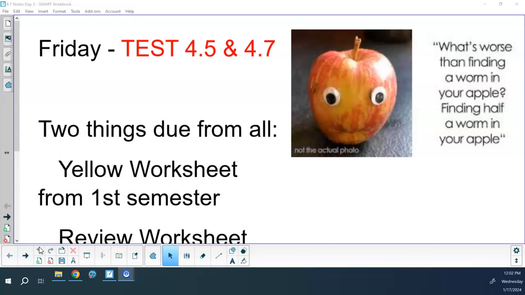You will have two things due from everyone this week Friday. The first thing is this wonderful yellow worksheet that all of your teachers in the first semester told you not to get rid of because it's going to be due second semester. That one's going to be due on Friday. You will also get, at the end of class today, the 4-5, 4-7 review packet, which will also be on yellow, and is also going to be due.